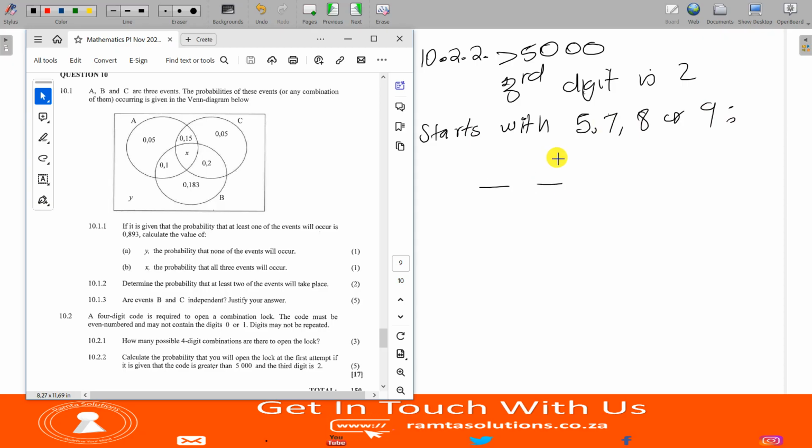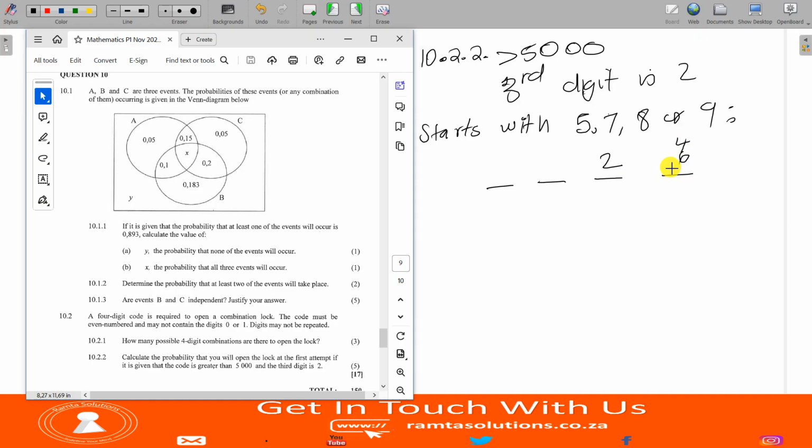1, 2, 3, 4. So they said the third digit is 2. Now, if the third digit is 2, remember the earlier statement said it must be an even number. So 2 is out. You are left with what? You are left with 4 and 6, isn't it?